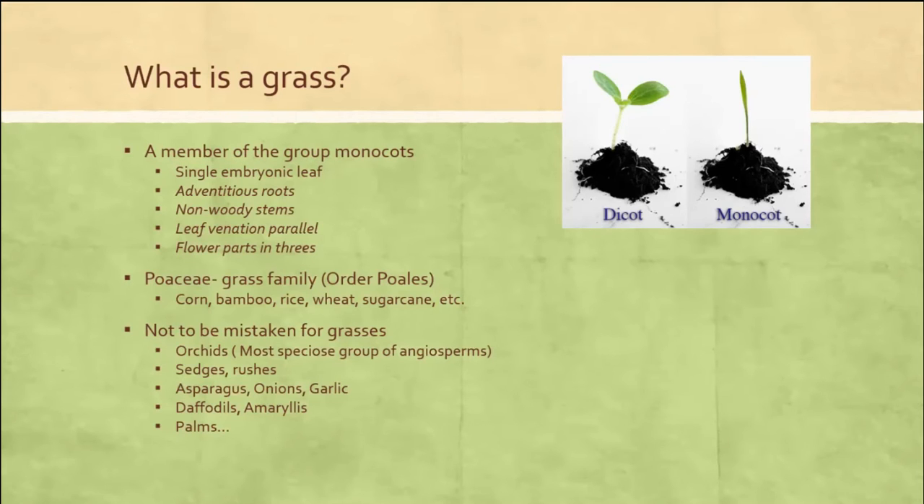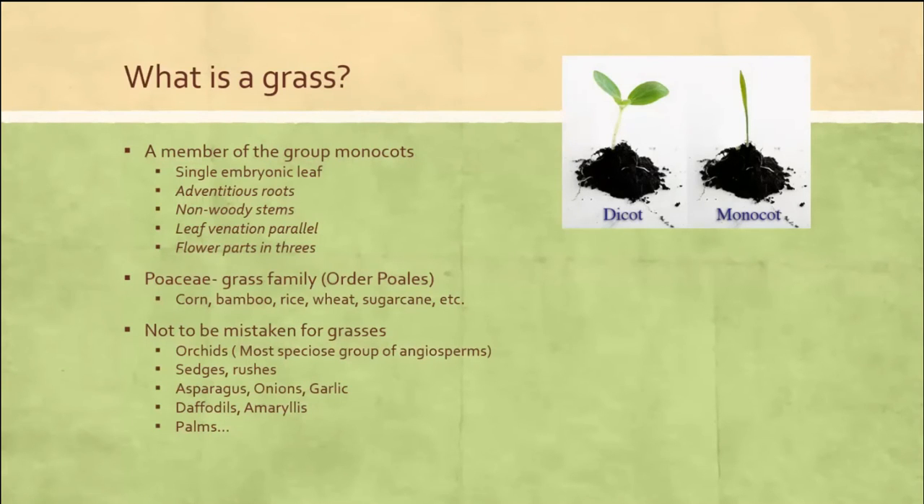They don't have woody stems, with the exception of palms, which can have what looks like a trunk, but it's actually a different vasculature system than, say, an oak tree. They often, or always, have parallel leaf venation in monocots, but there are some dicots that do that as well. And their flower parts are in threes. So monocots contain the group that we call grasses, but there are more types of monocots than just grasses.